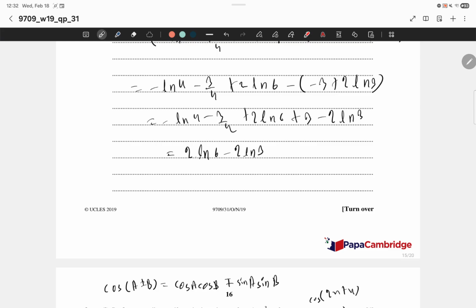And negative ln 4 minus 3 by 4 plus 3. So it's 2 ln 6 by 3, which is 2 ln 2. Negative ln 4 minus 3 by 4 plus 3.